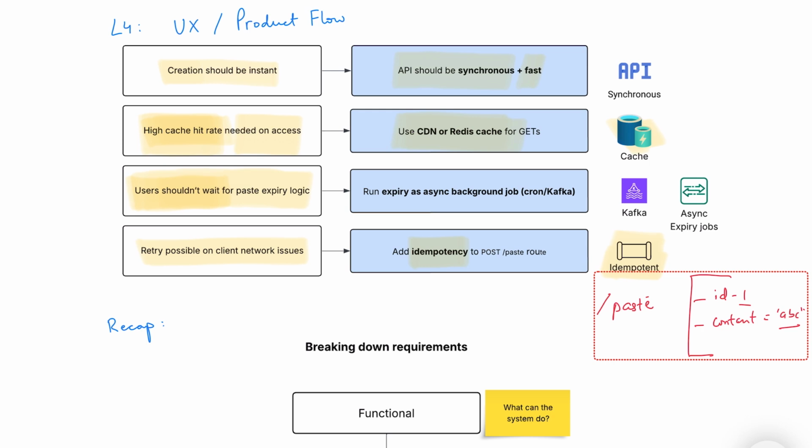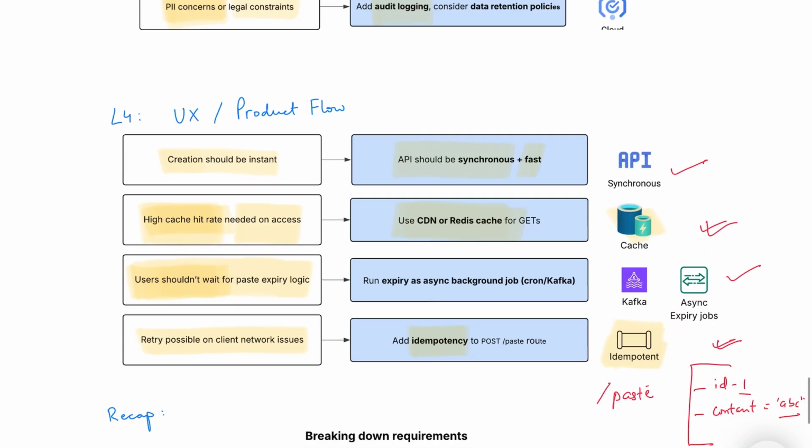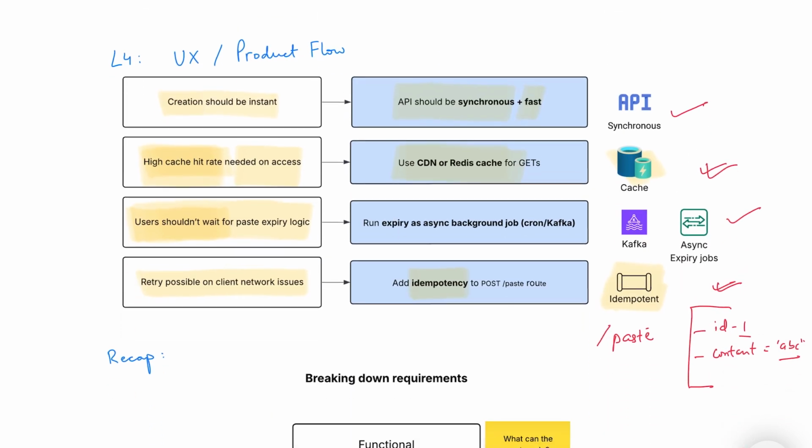So this is how layer 4 is done, and asking the right questions at layer 4, the UX product flow, helped us make very important decisions: using asynchronous tasks like expiry to avoid blocking the user, showing the paste URL instantly to prioritize the right path latency, using the Redis CDN to serve top pastes very fast, and finally adding idempotency to protect from duplicate pastes on retries.